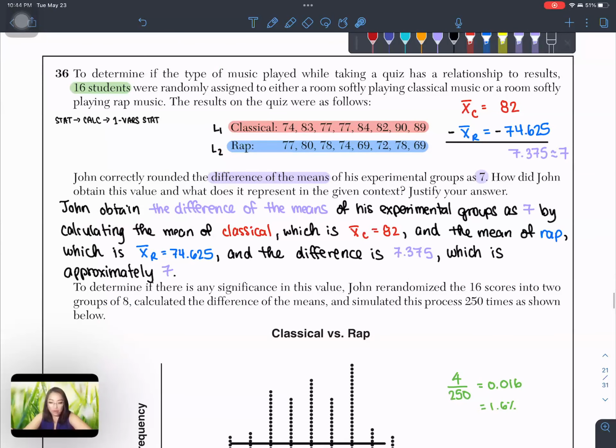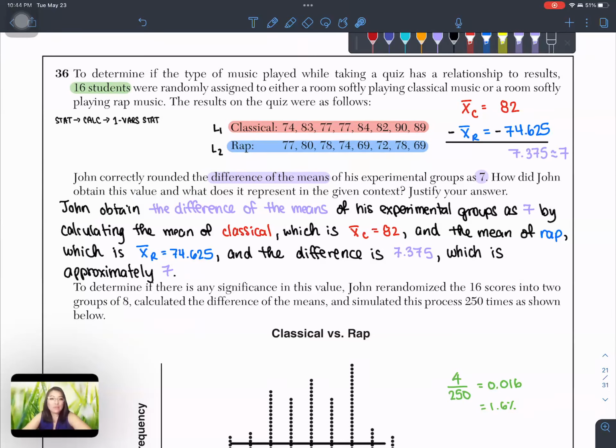And this one, 36. Everybody kept asking me what this is. Okay, so here's what it is, and this is the upcoming lessons. The first part is really, you're just going to take the mean of the first part and the mean of the second part and subtract them. And then you're just going to write that that's what John did.